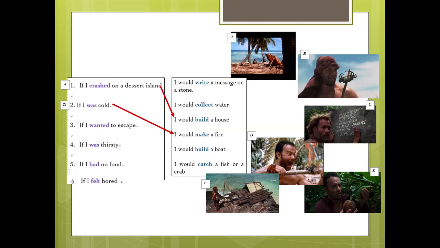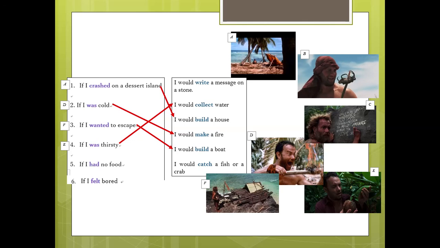If I wanted to escape, yes, I would build a boat. Picture F. If I was thirsty, excellent, I would collect water. Picture E.